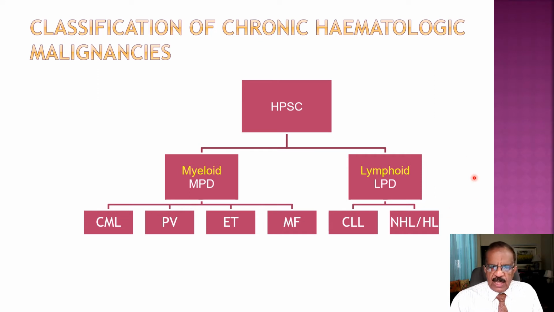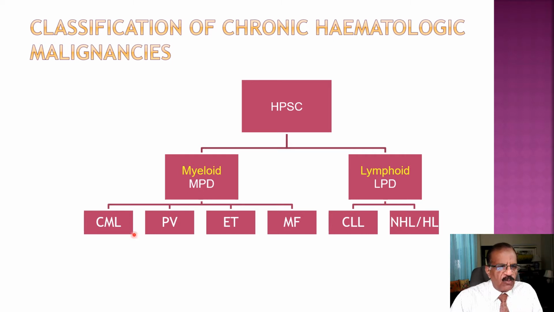This is the classification I shared with you earlier. This is the hematopoietic stem cell, and these are supposed to be monoclonal disorders. At a certain level of maturation, one particular cell gets mutated, and the progeny, the cells derived from that cell, become malignant. So basically there are two groups: the lymphoid series, which would be lymphoproliferative disorders, chronic lymphoid leukemia, non-Hodgkin lymphoma and Hodgkin lymphoma. These would be discussed in subsequent videos, but these days we are covering the myeloid series, myeloproliferative disorders.